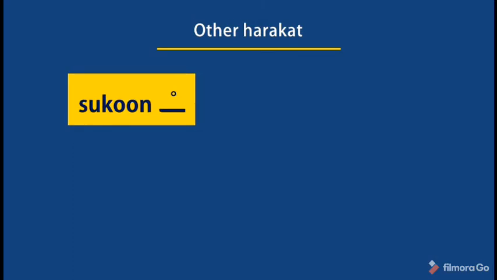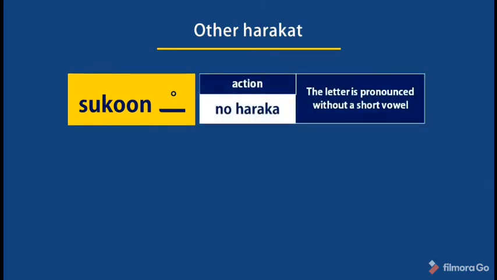The second haraka to learn is sukun. Sukun in English means silence. It is a small circle over a letter, and it means that this letter has no harakat. Please notice that silence doesn't mean silent, just like the silent letter in English, because in Arabic there are no silent letters. All the letters are pronounced.